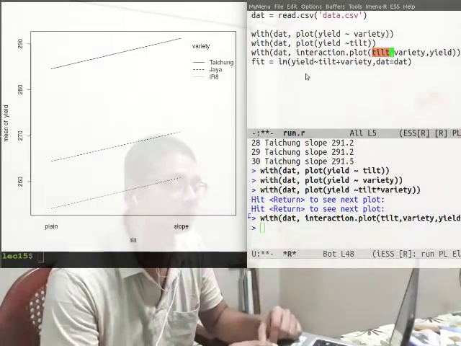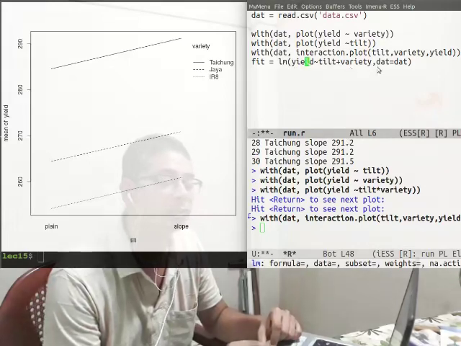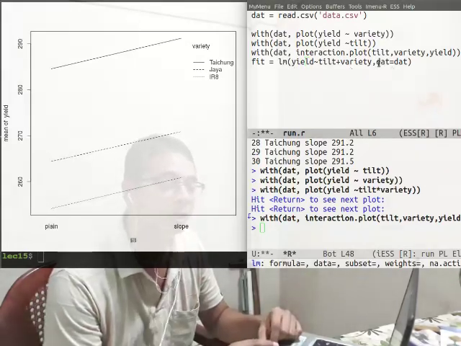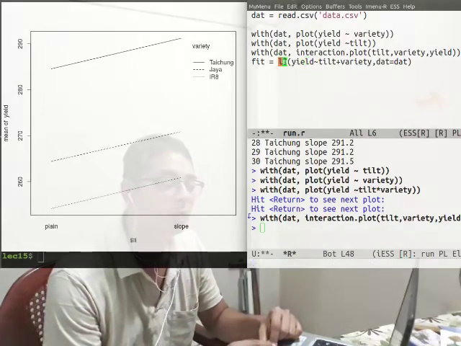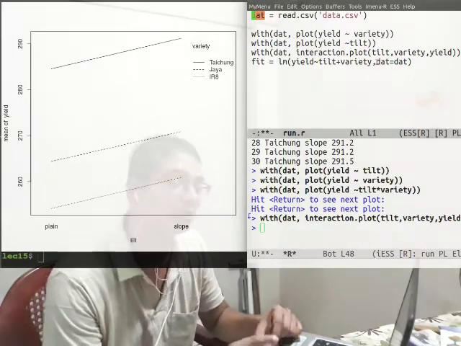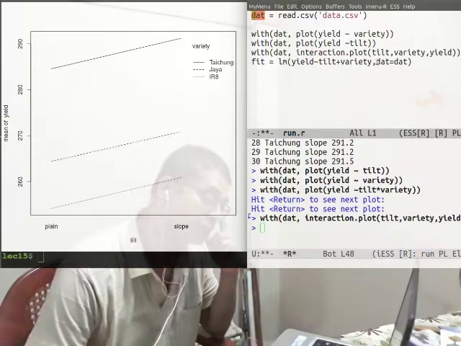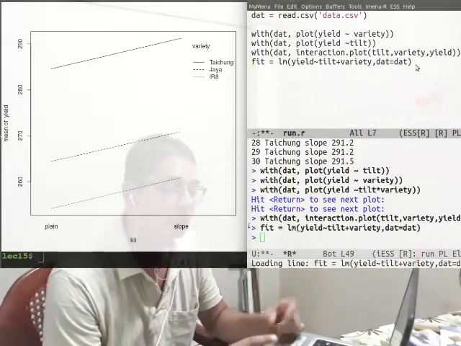So I can try this thing, fit yield tilde tilt plus variety, data equal to dat. I could have done the same thing here with dat, etc., but since lm will allow an argument called data, this data is the name of the argument of lm, and this dat stands for the name of the variable. Coincidentally, I have used the same name dat as they have used for the parameter value. That's why this weird thing, data equal to dat. So let's try that, and I will get a fit.